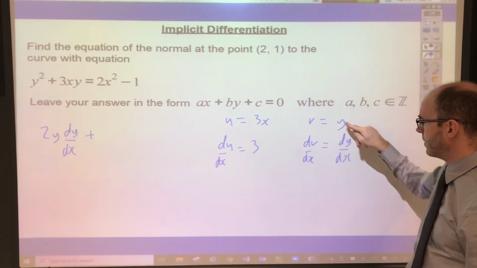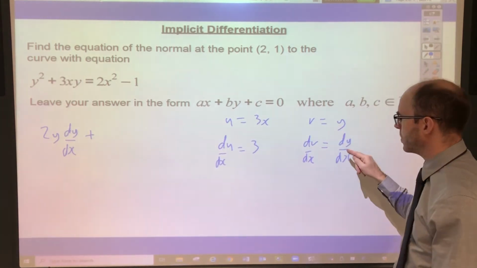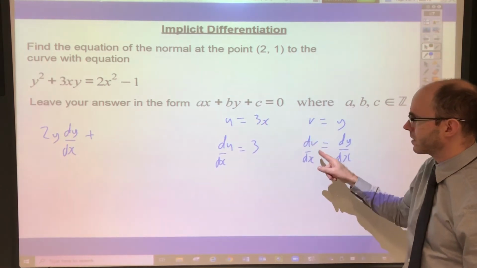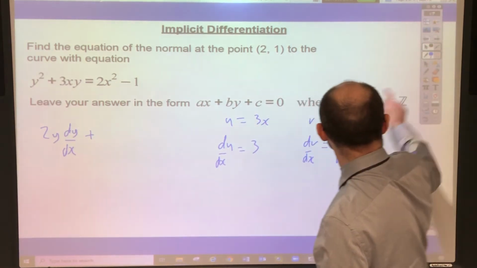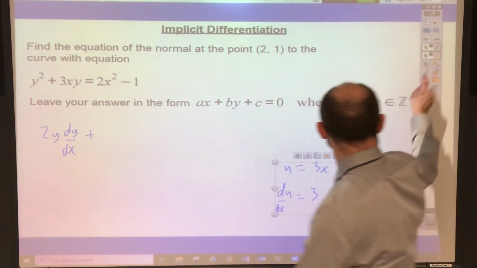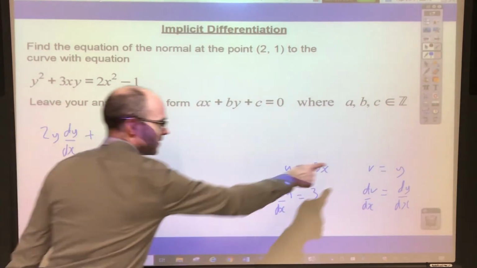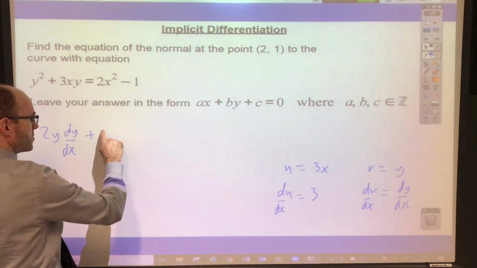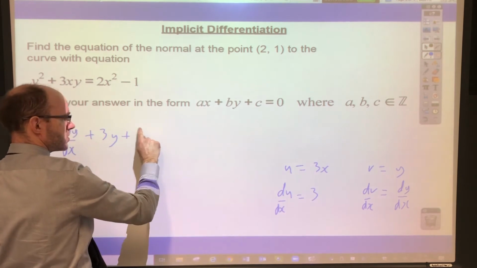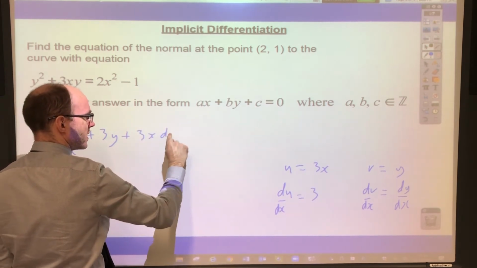Effectively, it's 1 times dy/dx, isn't it? So dy/dx. And then the product rule is v du/dx plus u dv/dx. Okay, so I think we can write that down now. So plus v du/dx is the product rule, so 3y, plus u dv/dx, 3x dy/dx.